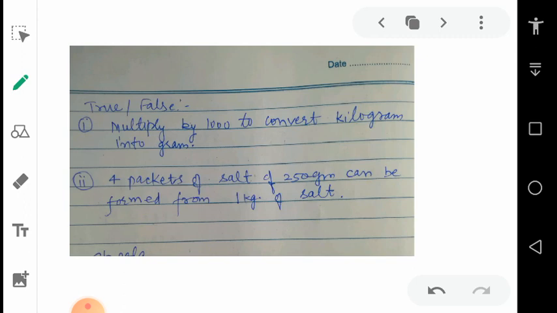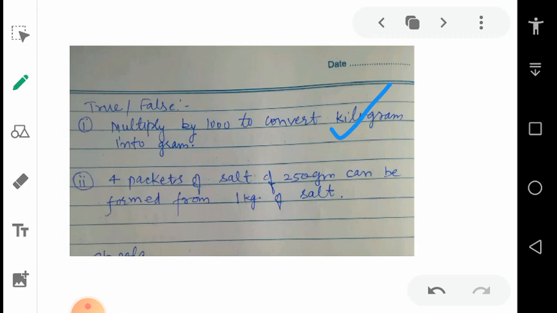First one is: multiply by 1000 to convert kilogram into gram. Is it right or wrong? Multiply by 1000 to convert kilogram into gram. Yes, it is right, because 5 kg is 5000 gram, 10 kg is 10,000 gram. So we will multiply by 1000 to convert kilogram into gram. It is true.